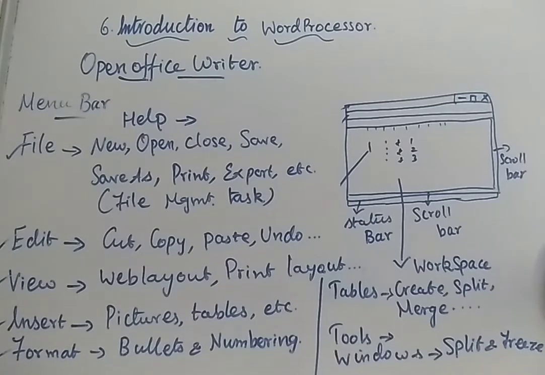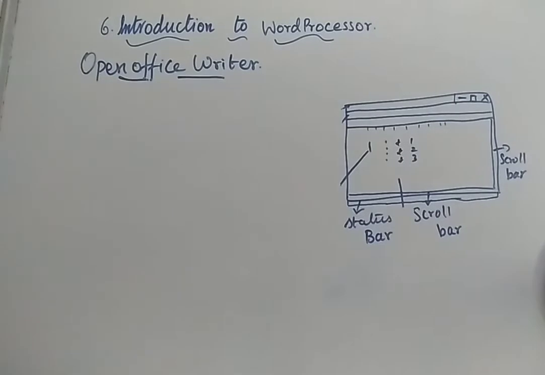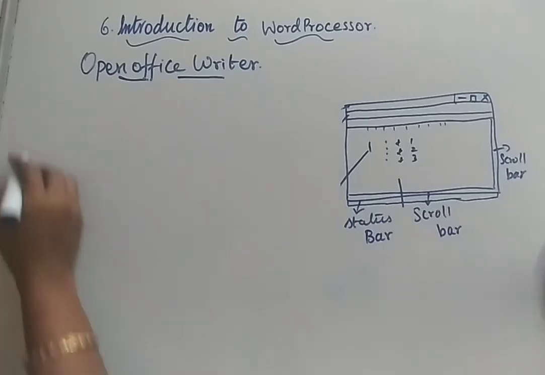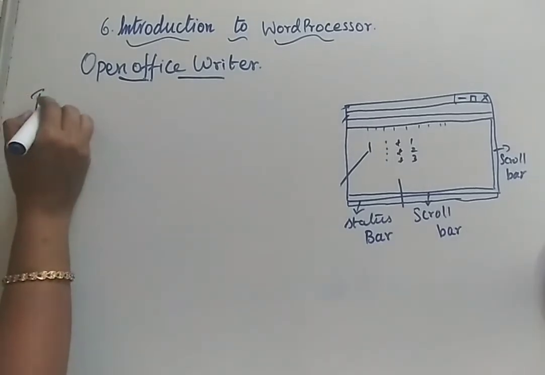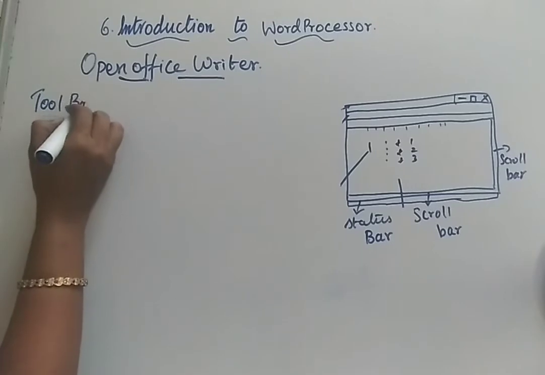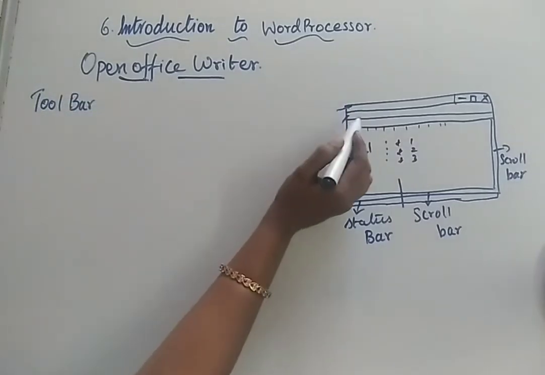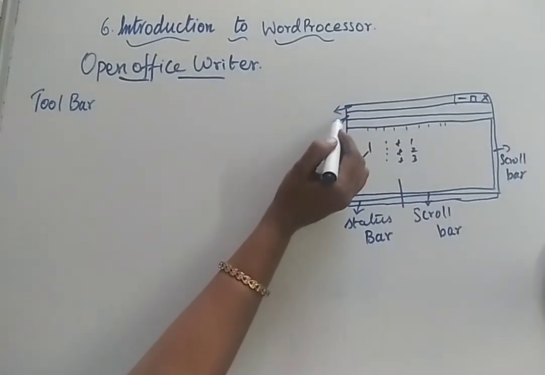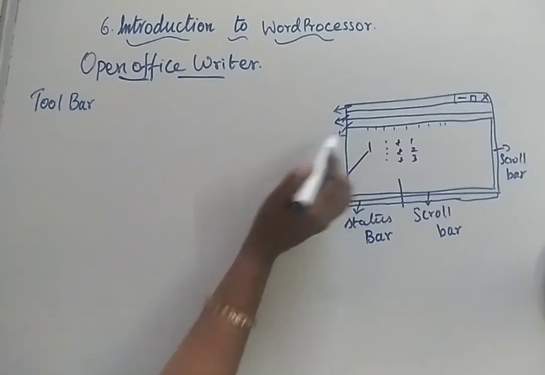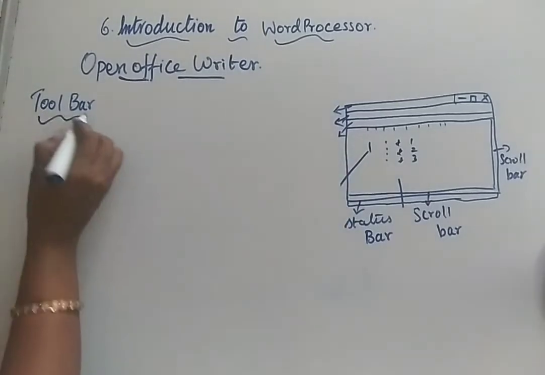So clear with this one? By now we have discussed the title bar, and the next one we have discussed is the menu bar. So these are the menus that are available under the menu bar. Next, it is your toolbar. We have finished the title bar, we have finished the menu bar, and now we are in the next bar, your toolbar.